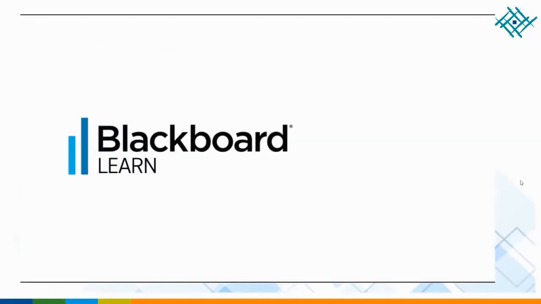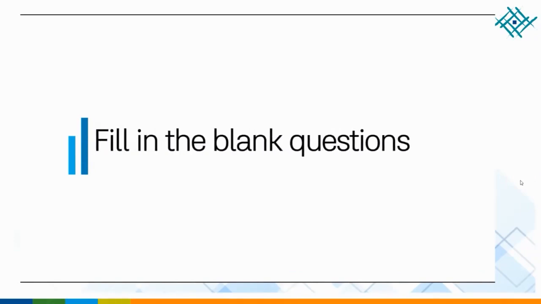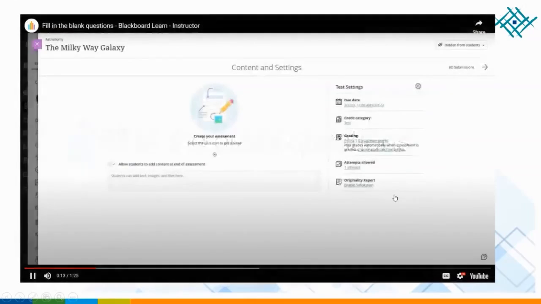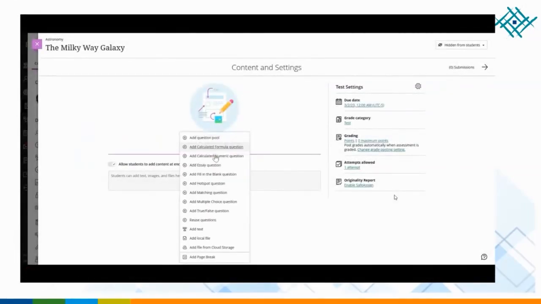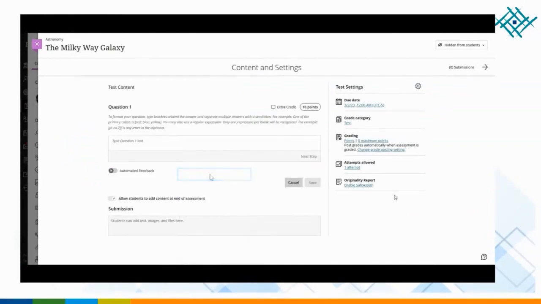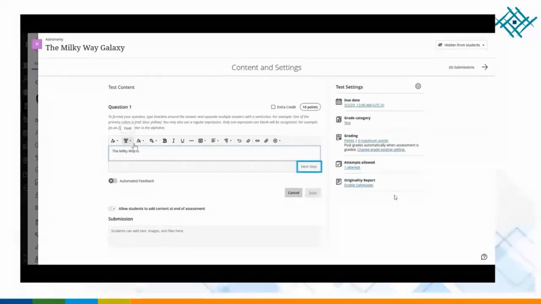Fill in the blank questions are a great tool to test the student's knowledge. When building a test or assignment, you can add a fill in the blank question. From the Add Question menu, select Add Fill in the Blank Question. Start by typing your question and adding brackets around the answer. Separate multiple correct answers with a semicolon. When you're finished typing and formatting your question, select Next Step to continue.